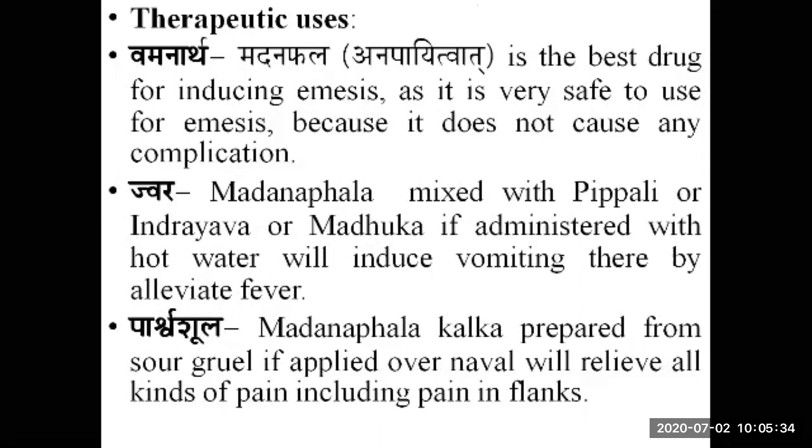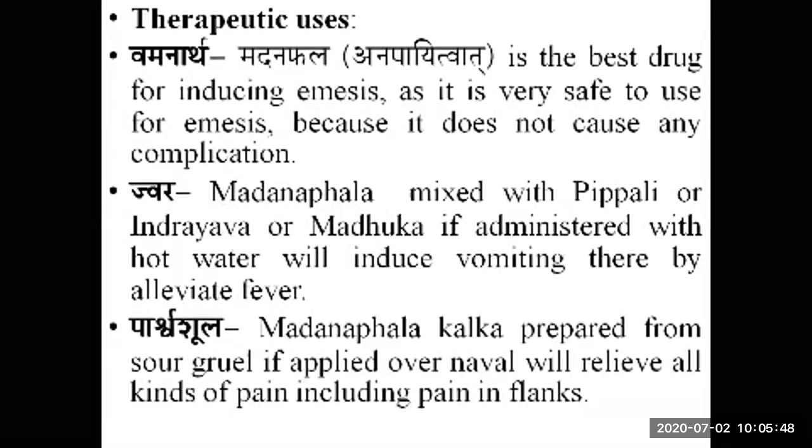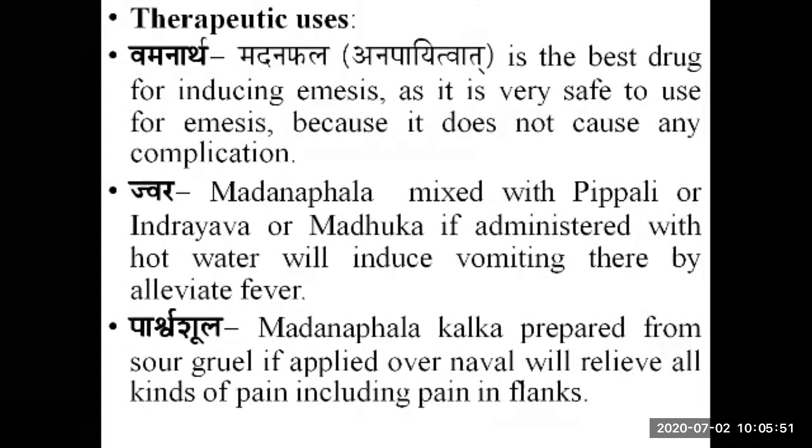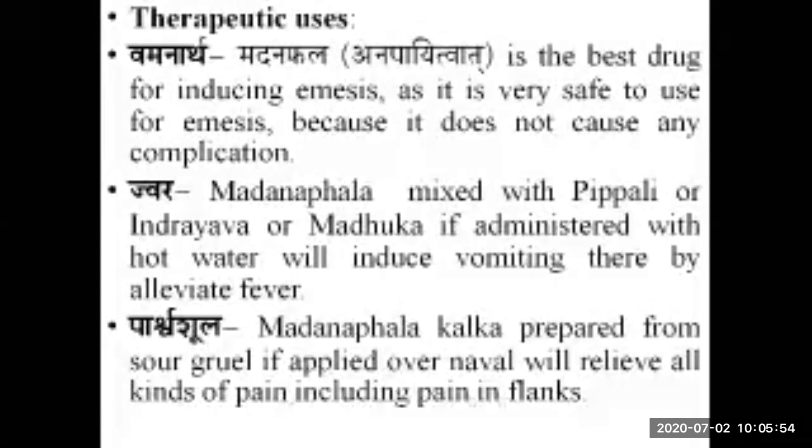Actually, there is the Chikitsa Sutra: Jvarado Langhanam, Jvara Madhye tu Pachanam. So if the jvara is because of vitiation of the Kapha doshas, then to reduce the jvara, the shodhana karma is Madana Phala. Madana Phala mixed with Pippali, or with Indrayava, or with Madhuka. There are three preparations, but in all of these Madana Phala is common. As the jvara is because of Kapha, and Madana Phala is Shrestha Vamaka, you can use it.